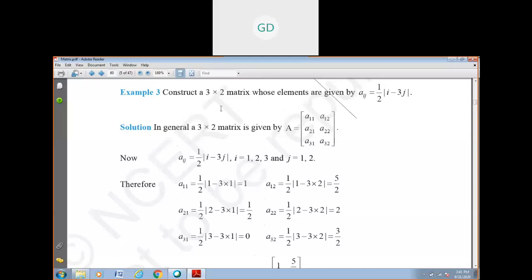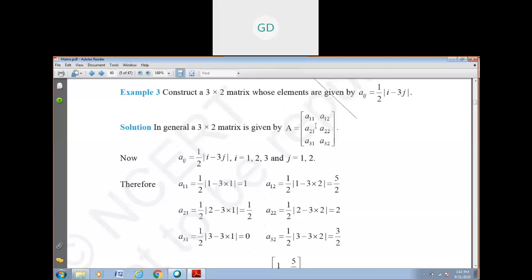Now, what is the size of the matrix to be constructed? 3 by 2. That means there should be 3 rows and 2 columns. So theoretically, let us assume the required matrix has this structure. Definitely there are 3 rows and 2 columns. As we need to determine this matrix of order 3 by 2, it is considered a standard matrix, 3 rows and 2 columns.